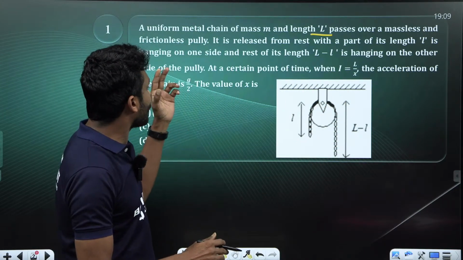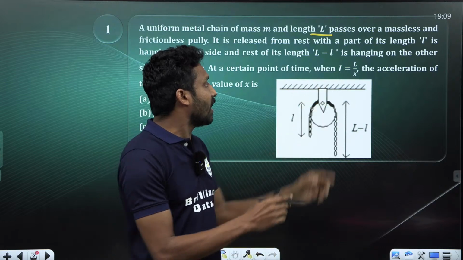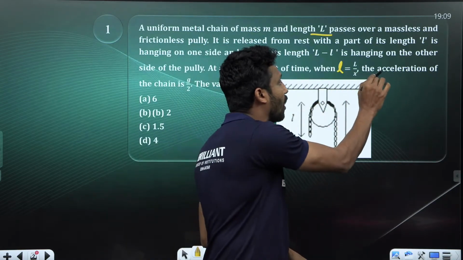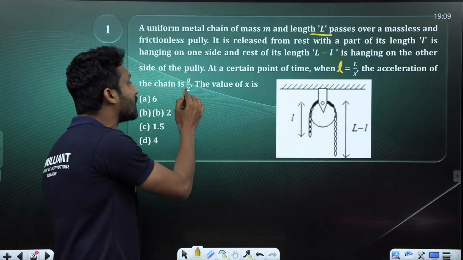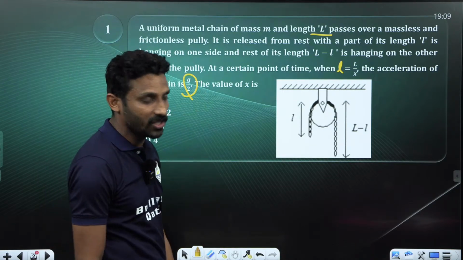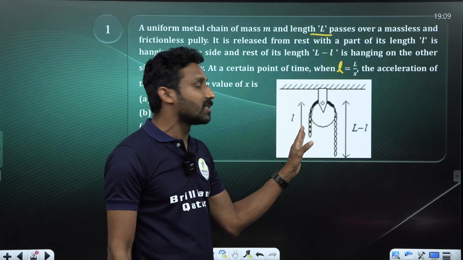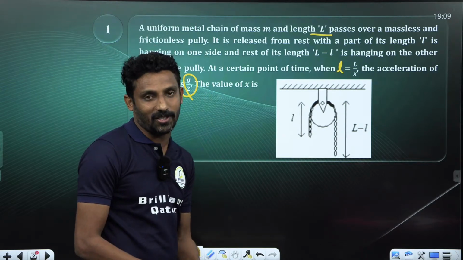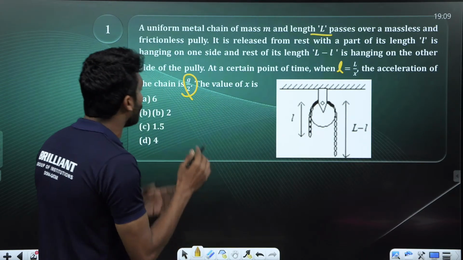Now at a certain point of time, when l is equal to L by x, the acceleration of the chain is g by 2. The acceleration of the chain is g by 2 when this length is equal to L by x. Then what is the value of x? The value of x is asked here.